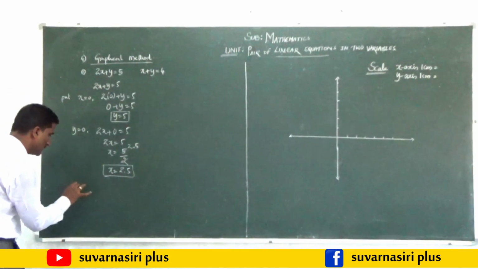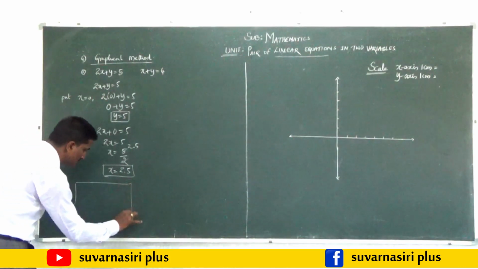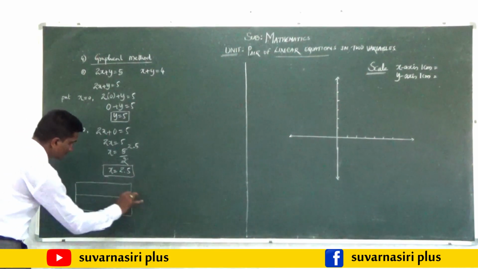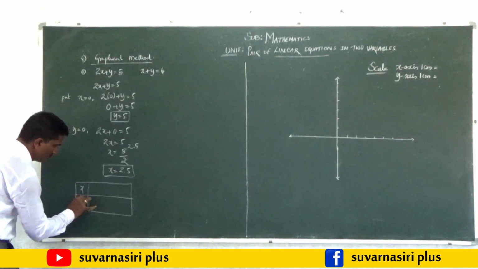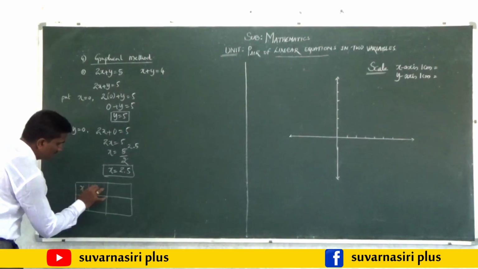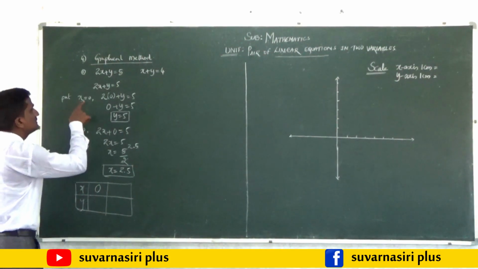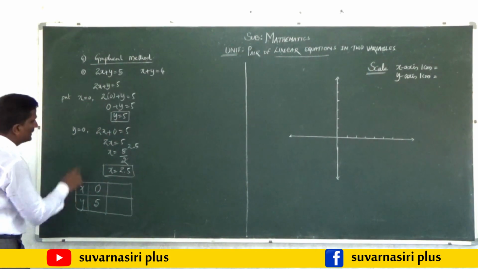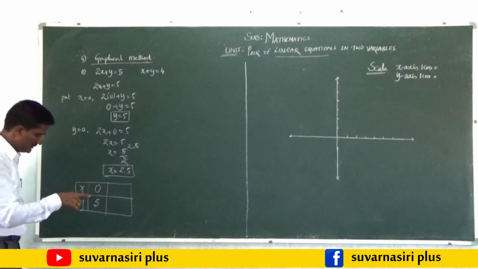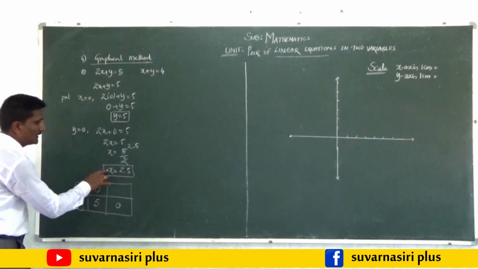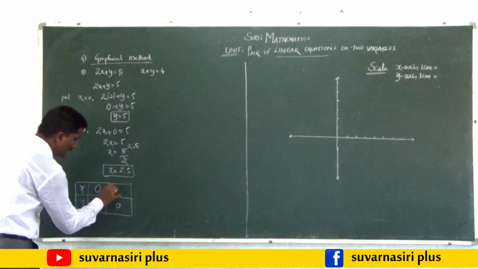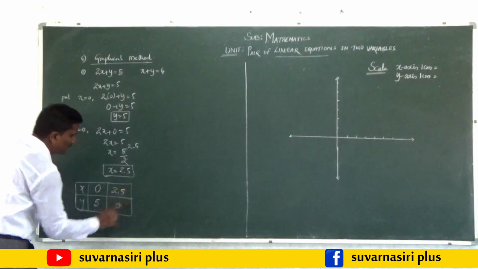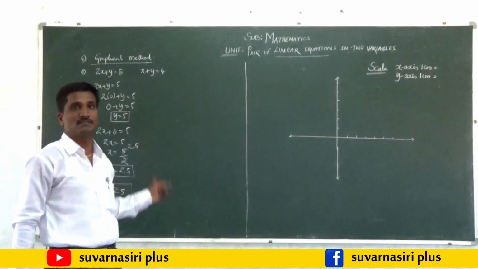So make a table for the first equation like this. x, y. x is 0, the y value, how much? 5. Again the second time, y is 0, the x value is how much? 2.5. This is the table for the first equation.